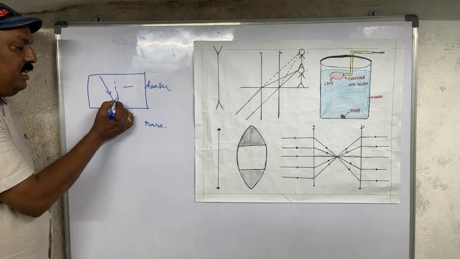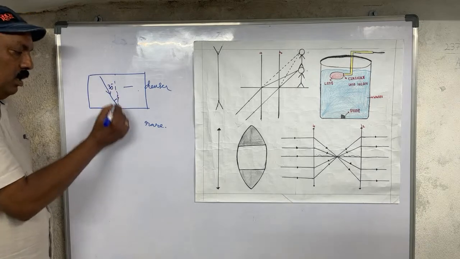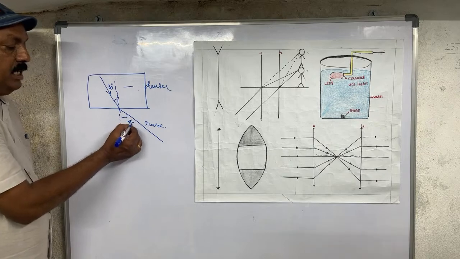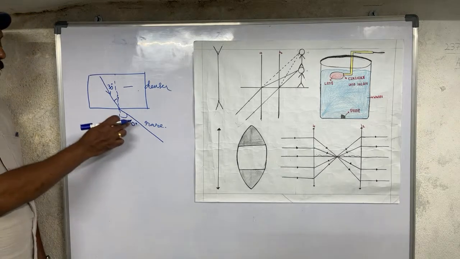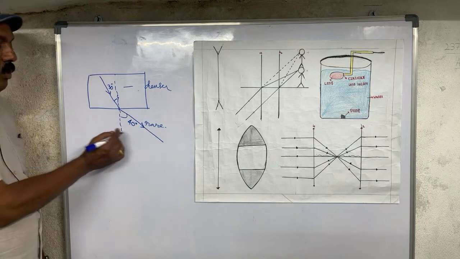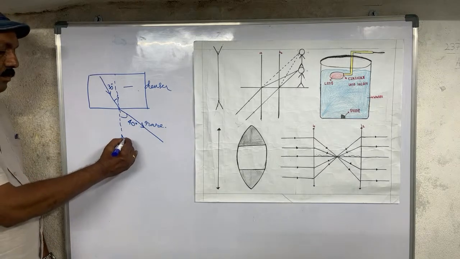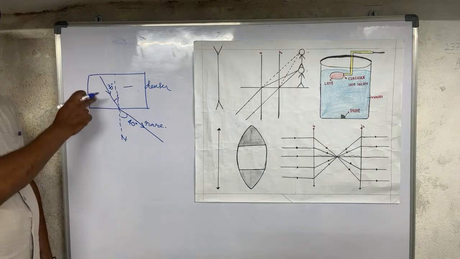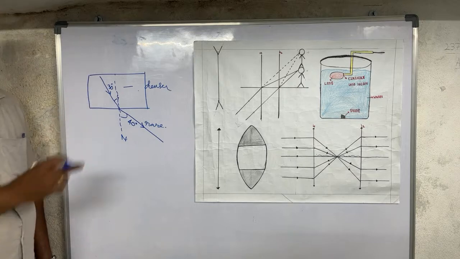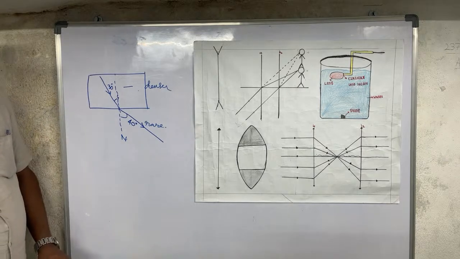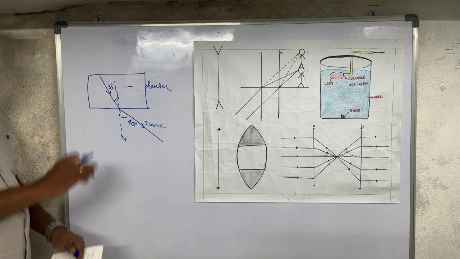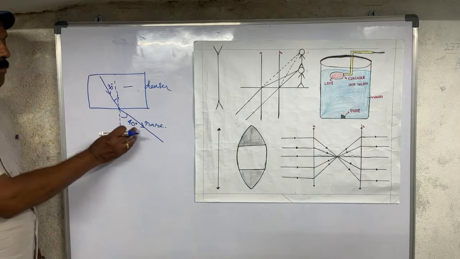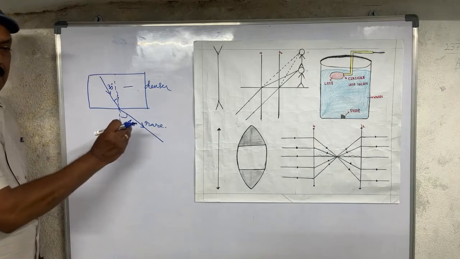On this occasion, here the angle is 30 degrees, and here the angle is 40 degrees. Now the angle has increased. Why? Because now the refracted ray is going away from the normal. When does the refracted ray go away from the normal? When the refracted ray is entering from the denser medium to the rarer medium. Denser to rarer medium, that time the refracted ray will go away from the normal.